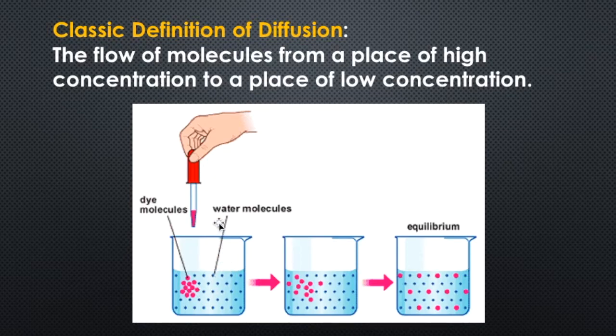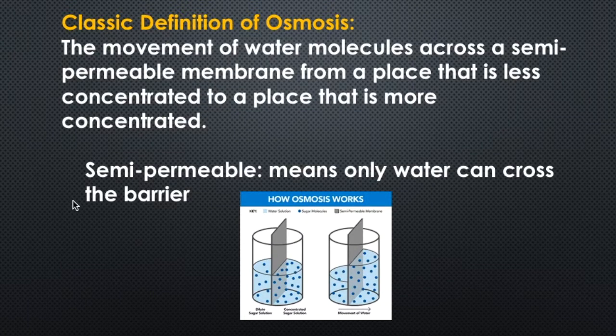You have a beaker of water and you put in a drop of food coloring, and that drop of food coloring will eventually spread throughout the beaker such that eventually the whole beaker is now pink. After learning about diffusion, students then learn about something called osmosis, which is a special case of diffusion. Osmosis is defined as the movement of water molecules across a semi-permeable membrane from a place that is less concentrated to a place that is more concentrated.